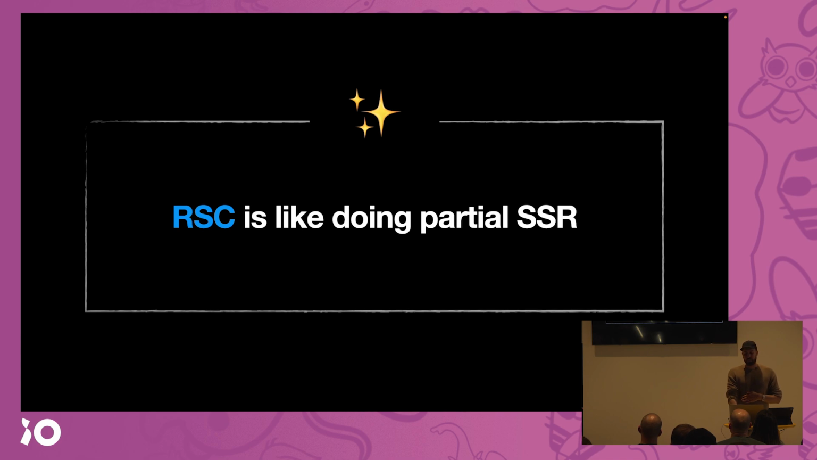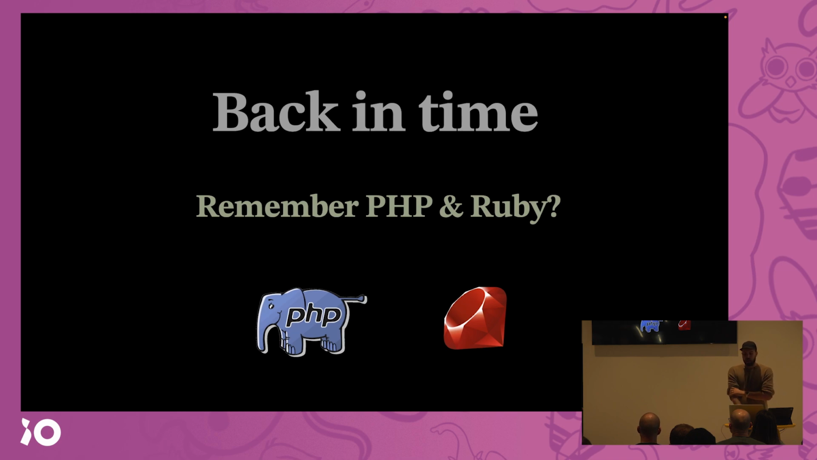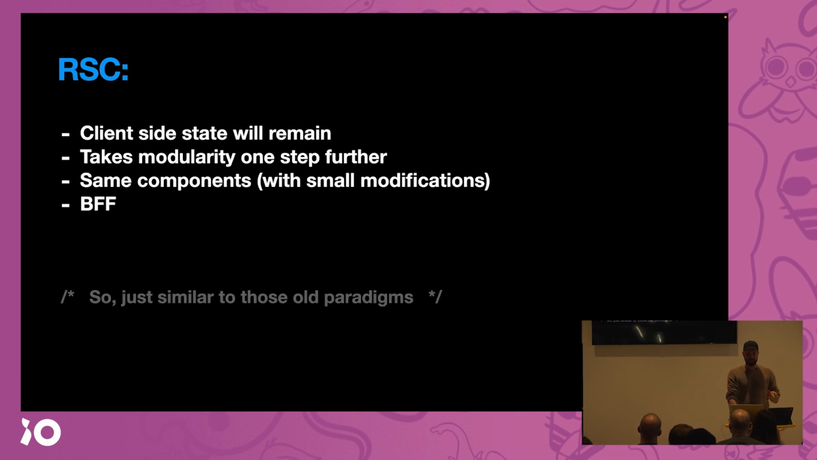So React Server Components are kind of doing partial SSR for us. And if you ask, can we use server-side rendering beside React Server Components? The answer is yes. Next.js 13 is already doing this. If we go back in time, do you remember we had PHP and Ruby, and the mindset that they were following? They were doing this request-response model, where we try to load something, and the server loads something and gives us the HTML. So we are trying to do something like this, but React Server Components have some differences.